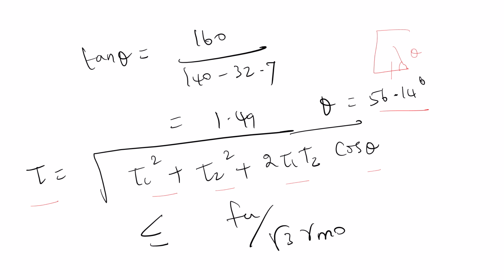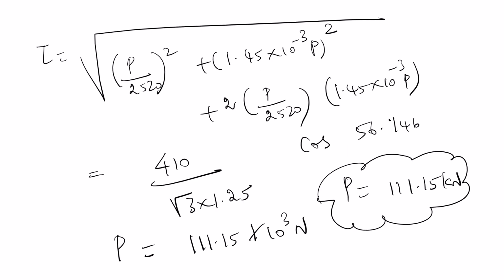That should be less than the design strength of the weld, Fu by root 3 gamma mw. So Fu by root 3 gamma mw is 410 by root 3, gamma mw for weld is 1.25. So the resultant stress should be less than this value. From this you find the safe load that can be transmitted, that is 111.15 kilonewton. So in this way we can design the eccentric welded connection.